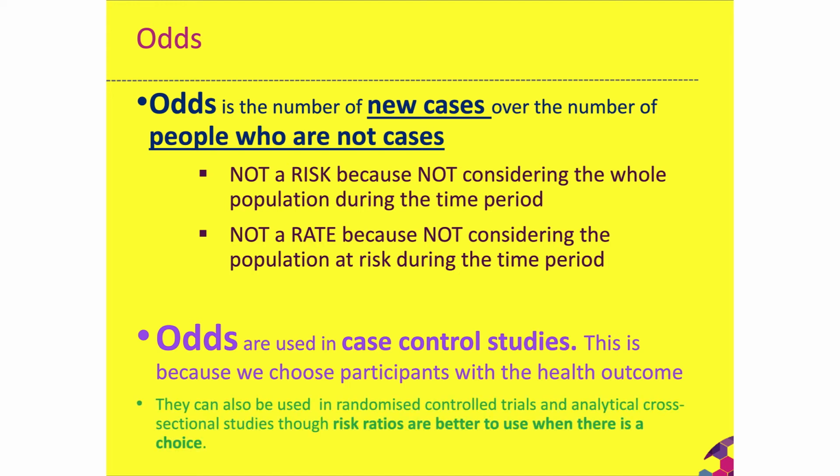Odds can also be used in studies such as randomized control trials and analytical cross-sectional studies, though remember, as said previously, risk ratios are better when there is a choice compared to odds. So where we can use a rate, rates are better and more accurate than a risk, and risks are better and more accurate than odds.